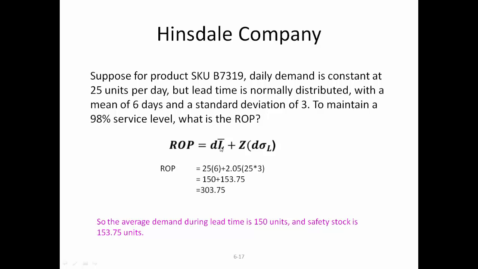At this time, our lead time is variable. So we're going to take the average lead time, which is 6 days. Our demand is 25 per day. Our Z associated with 98% is 2.05 from the table above. And then our demand, which again is 25, times the standard deviation of our lead time, which is 3. And again, we're off to the races.